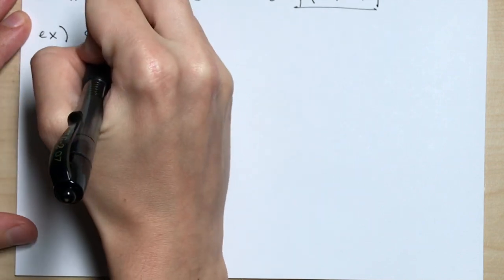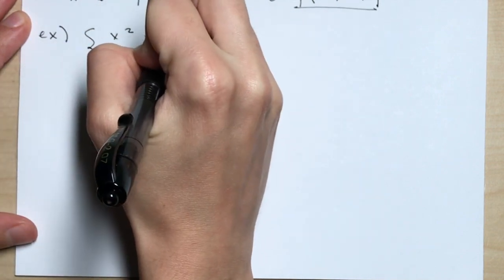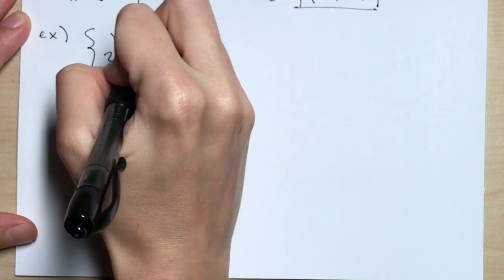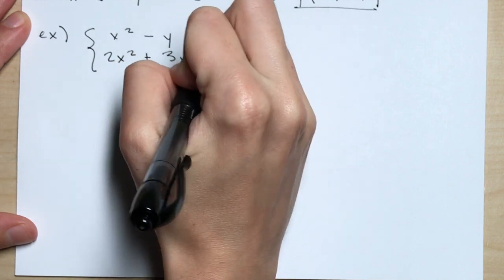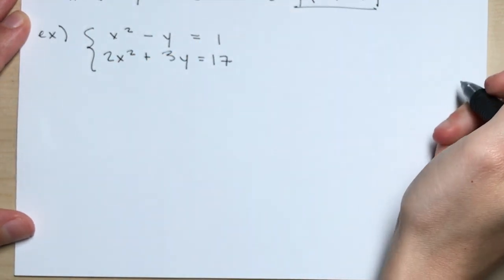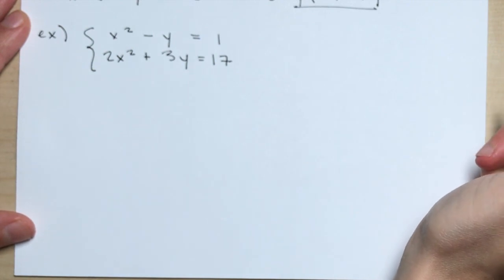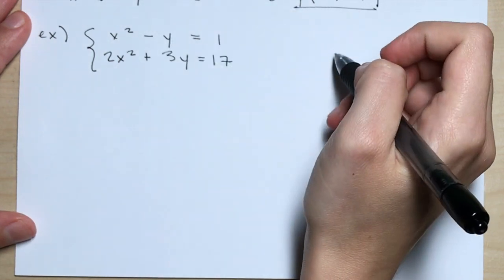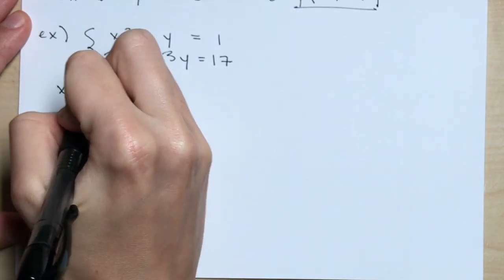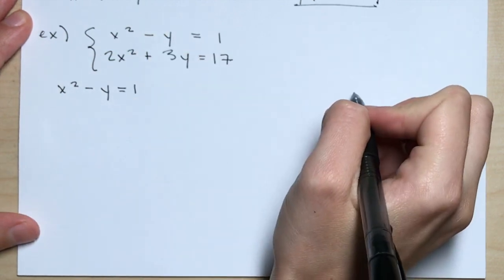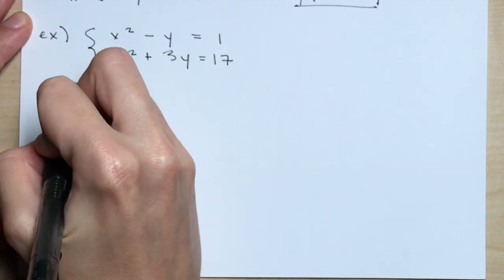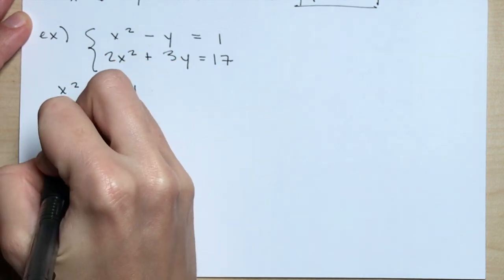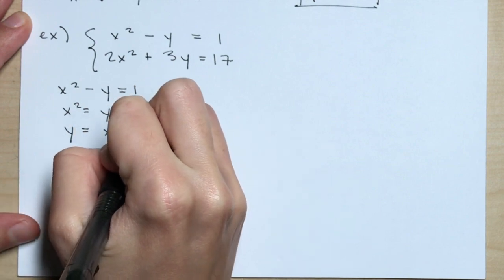Let's say I've got x squared minus y equals 1 and 2x squared plus 3y equals 17. Well, what does it make the most sense to solve for? Again, it makes the most sense for us to solve for y here. So let's do that. X squared minus y equals 1. We can bring y over. So we have x squared equals y plus 1. We can bring this 1 over here. So y is x squared minus 1.